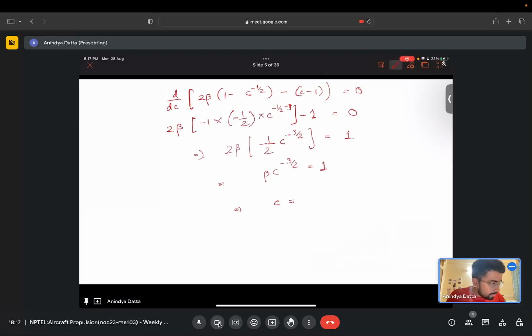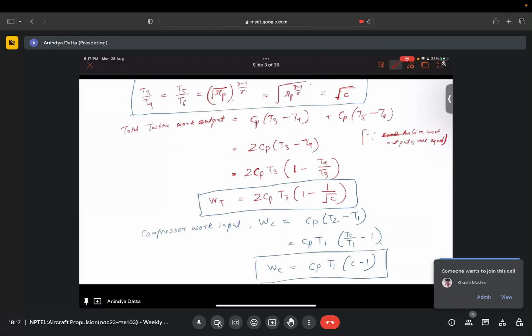Or C is equal to beta to the power 2 by 3, right? Okay, if we change side, we get C equals beta to the power 2 by 3, and now C is Rp to the power (gamma minus 1) by gamma, so beta to the power 2 by 3. So now if we rearrange, we will get Rp equal to beta to the power 2 gamma by 3 (gamma minus 1). Okay, this is what we wanted to find out, right?